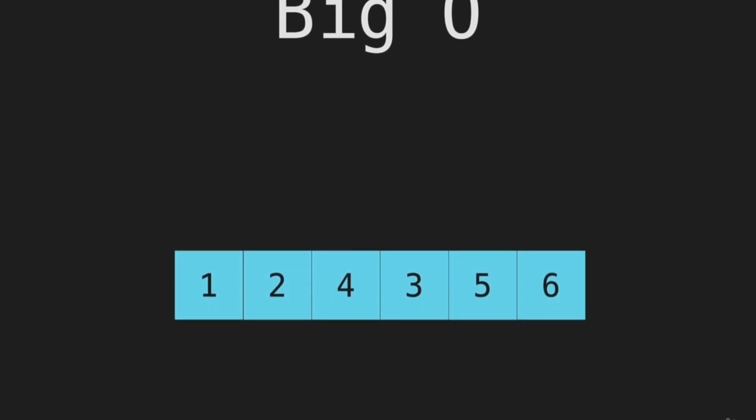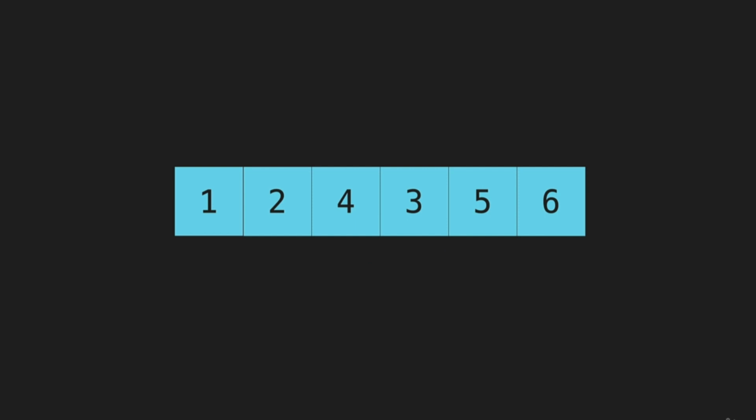So I want to touch on the big O of insertion sort. Obviously, because it has a for loop inside of a for loop, it is O of n squared. That's for its worst case. That is the true big O of this, it would be O of n squared.